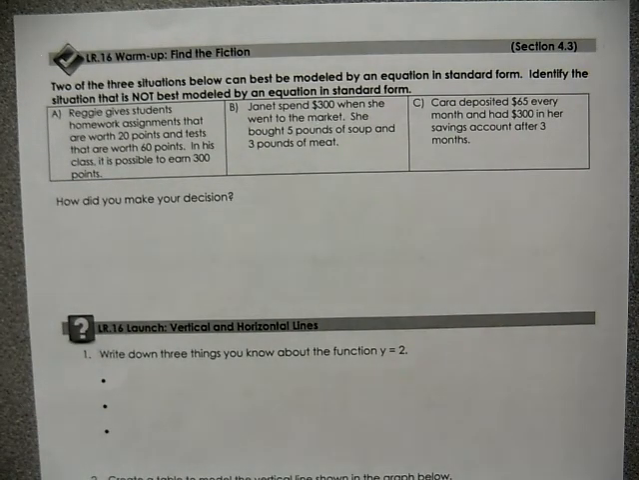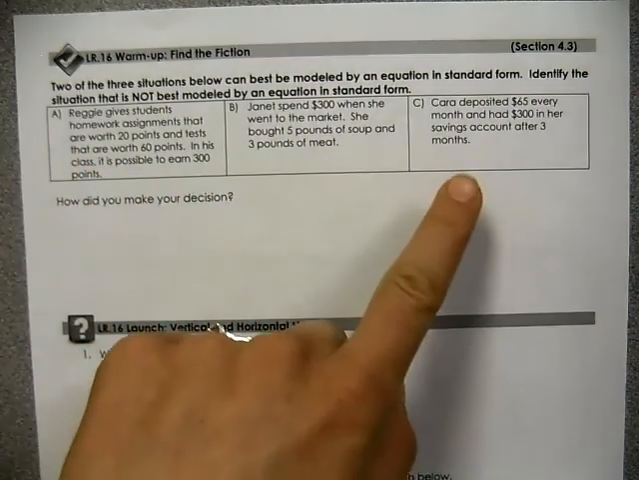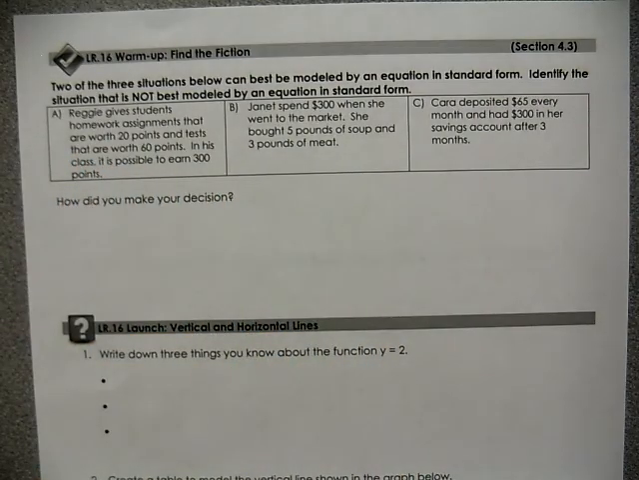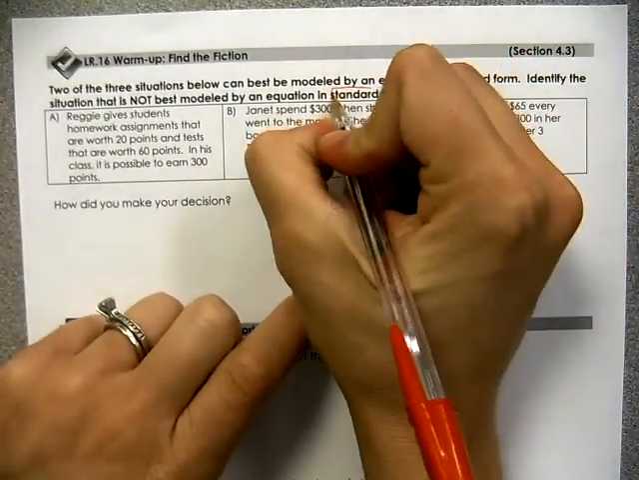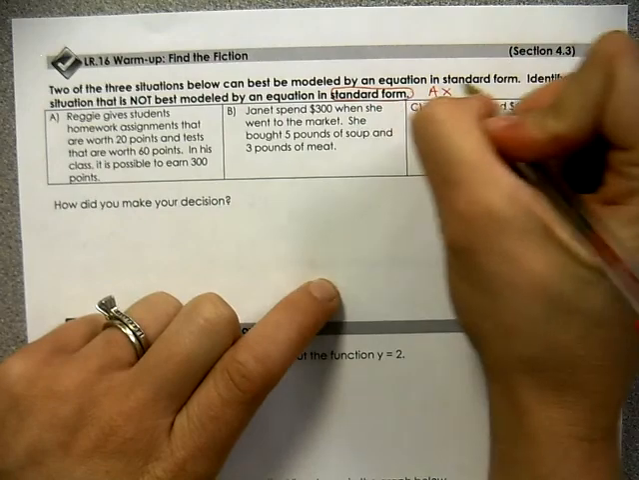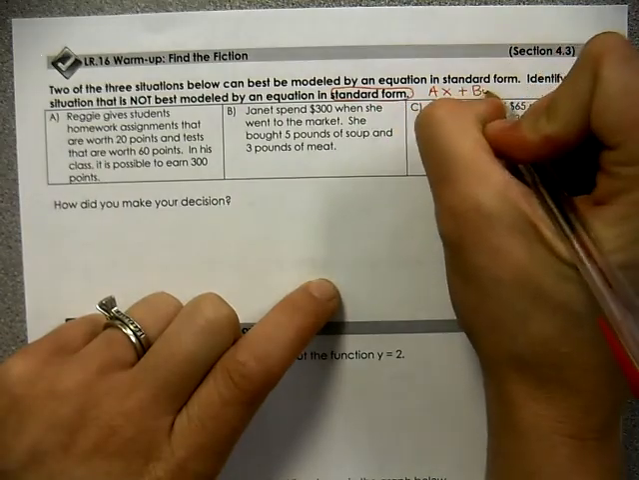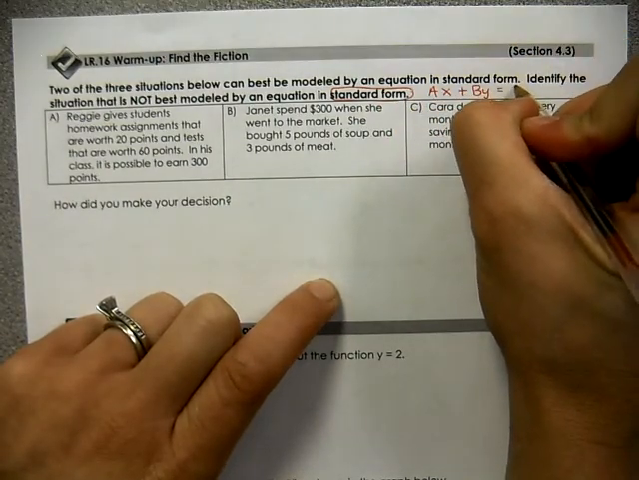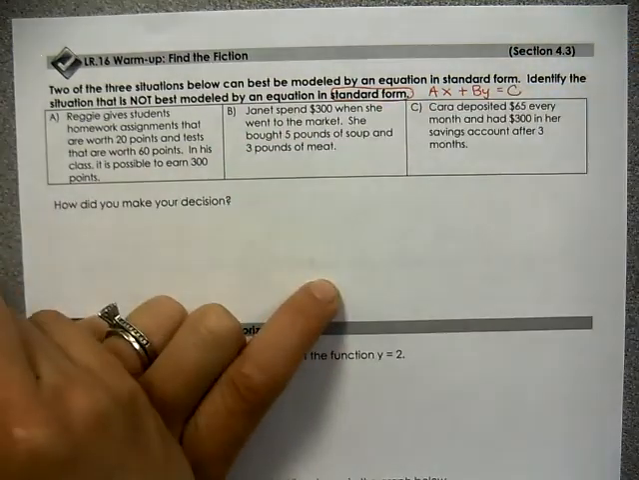Alright, we're going to start today's lesson by doing a warm-up, a find the fiction. You are given 3 different scenarios, and 2 out of the 3 can be modeled best by an equation that is in standard form. So think back to what we were talking about. When we say standard form, it's something times x, we can call it ax, plus something times y, or by, is equal to c, some constant.